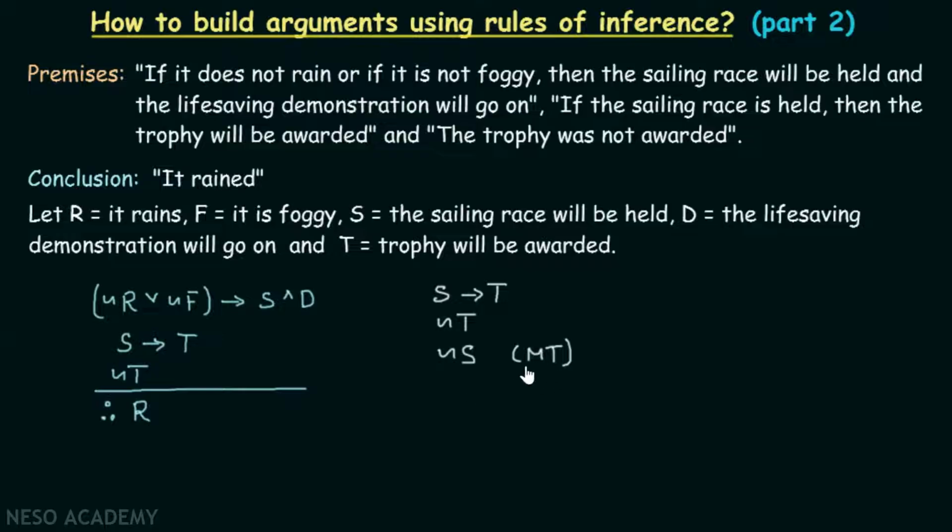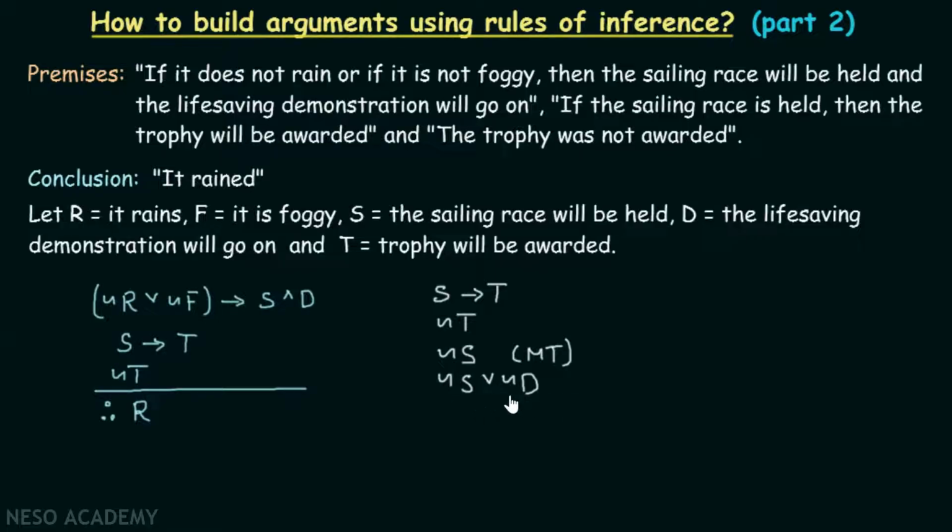Please remember that. Now the premise which is left is not R or not F implies S and D, and here we have not S. We can clearly see that we cannot apply rules of inference directly to these two premises to conclude something. Let's take not S and apply the addition rule. It will produce not S or not D. I will tell you why I am taking not D here. I could take not T also, or not R also, but why I am taking not D, I will tell you in a moment.